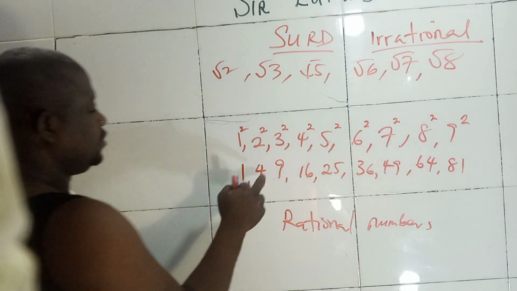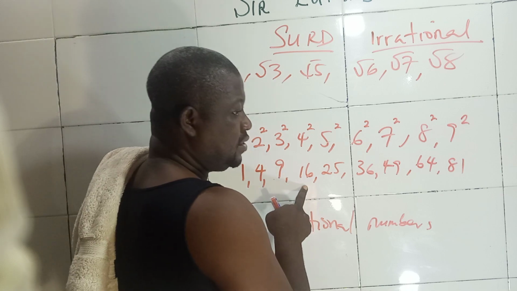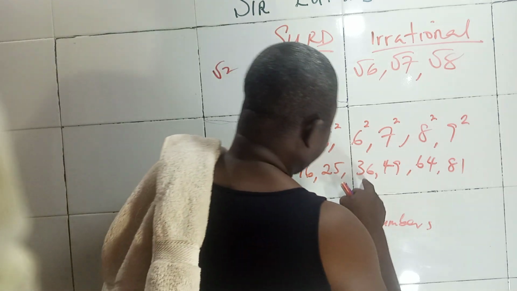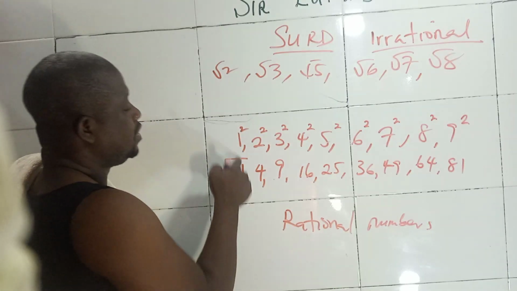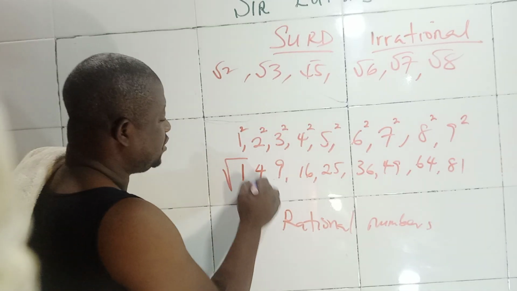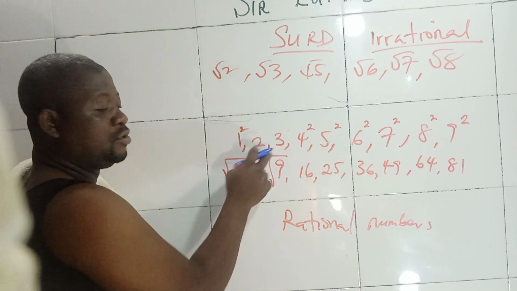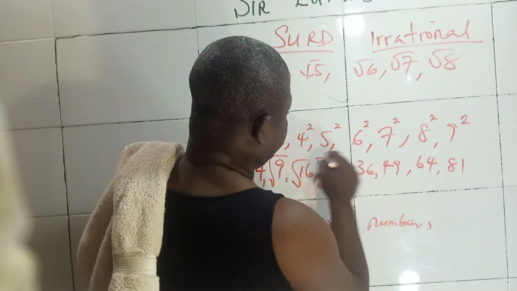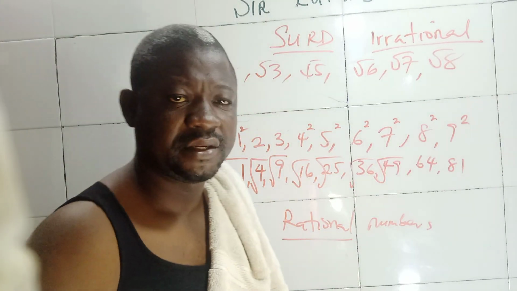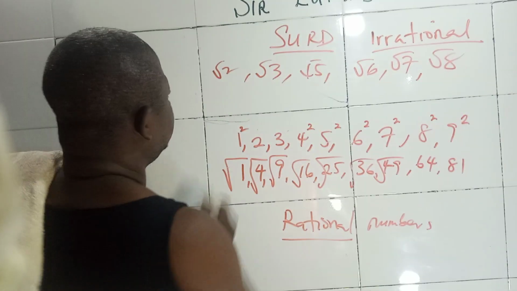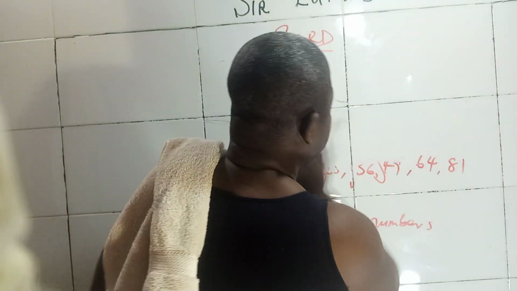1 is a rational number. 4 is a rational number. 9 is a rational number. 16 is a rational number. 25 is a rational number. 36 is a rational number. Why is it a rational number? It's because when I find the square root of each of these, I'm going to arrive at a whole number. So the roots of all these numbers, they are rational numbers. I think that is clear enough. That's the difference between rational numbers and irrational numbers under surds.